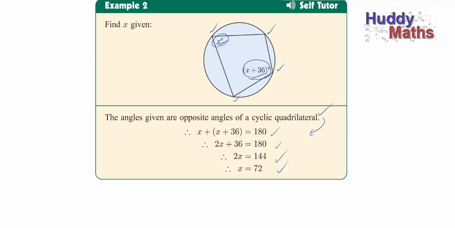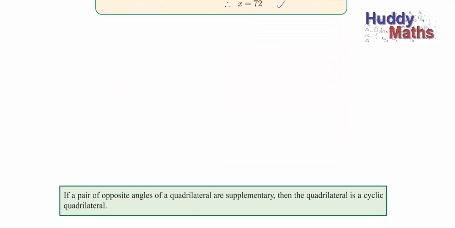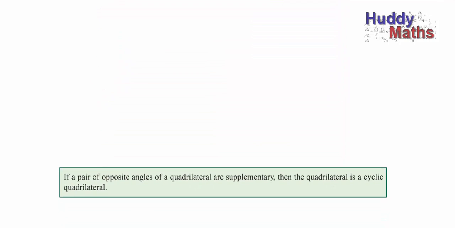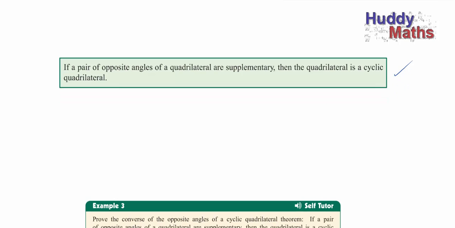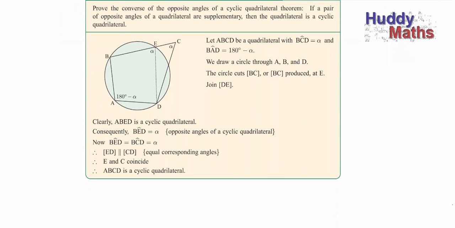Okay, some little problem solving like that, fairly easy now. And here's another little test. If a pair of opposite angles of a quadrilateral is supplementary, the quadrilateral is cyclic. Well, it's the same test. We're going to call it a cyclic quadrilateral now, rather than concyclic points. So have a look here. Prove the converse of the opposite angles of a cyclic quadrilateral theorem. So in other words, if they are supplementary, then the quadrilateral is cyclic.